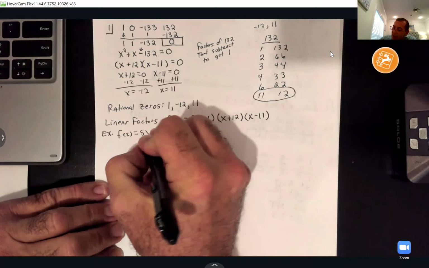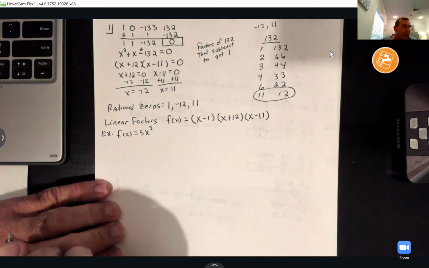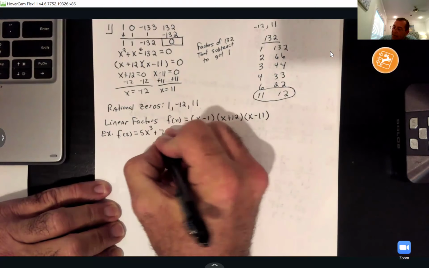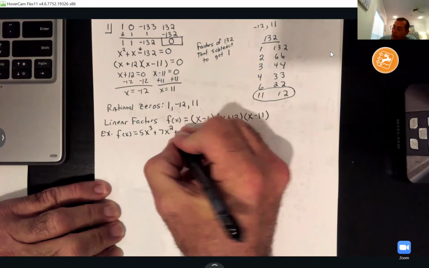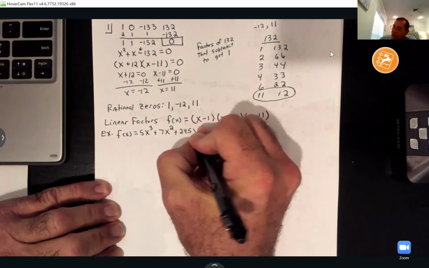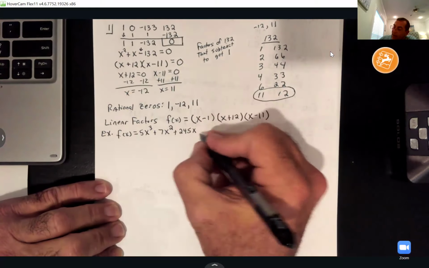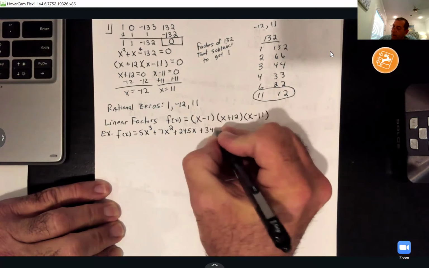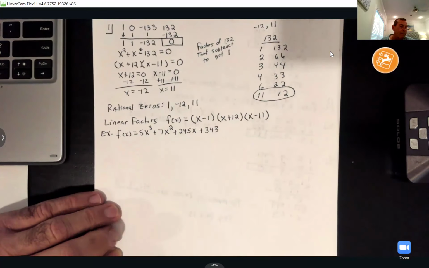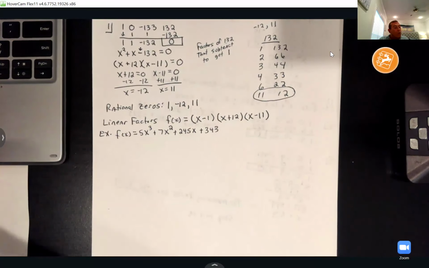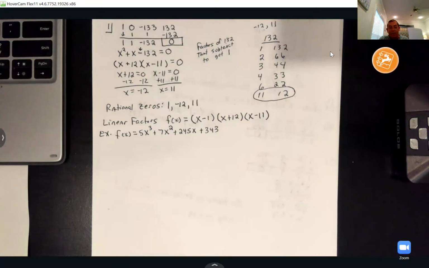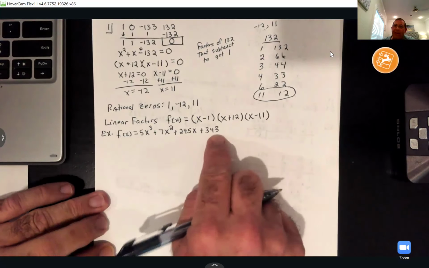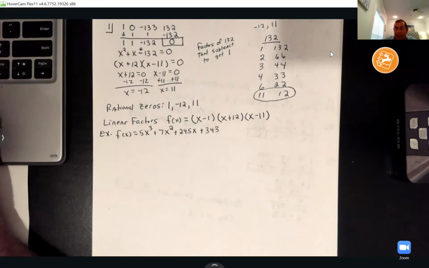5x to the third plus 7x squared plus 245x plus 343. So what we're going to want to do on that is find at least one of those zeros. So I'm going to go try to graph that and see if I can find any zeros, okay?